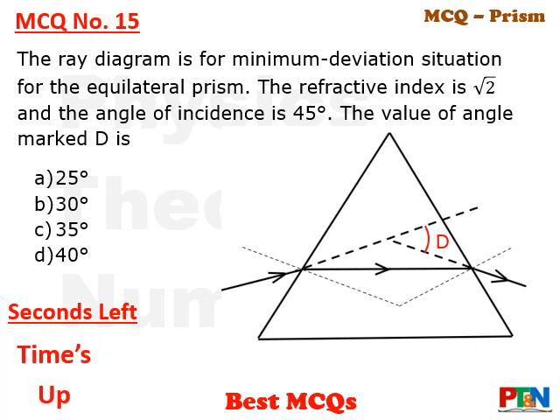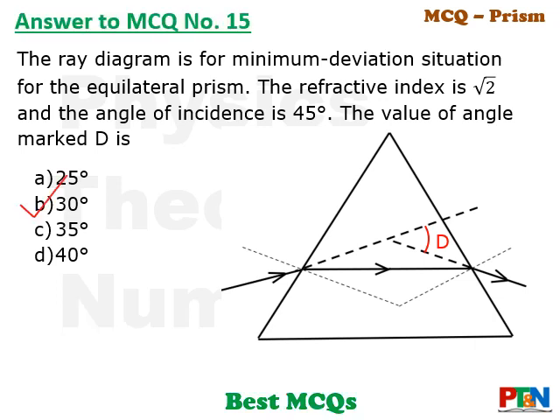Time's up. Let's see the answer. Answer is option B, that is 30 degree. Let's understand the calculation. The same old formula: delta minimum is equal to 2i minus A. You put the values, get the value of delta minimum. You should not take more than 10 seconds for such calculation.